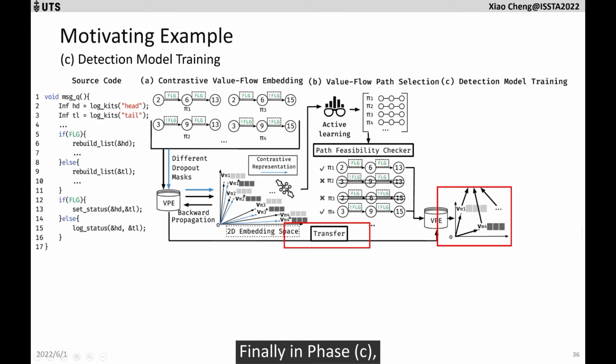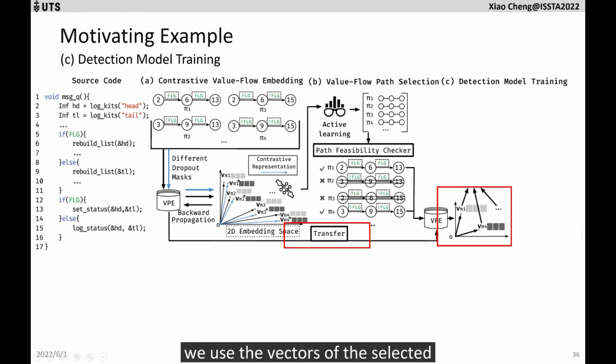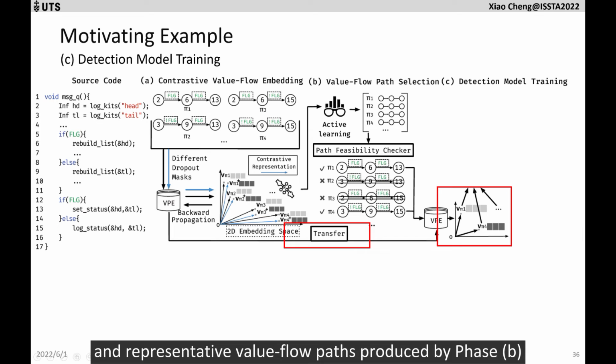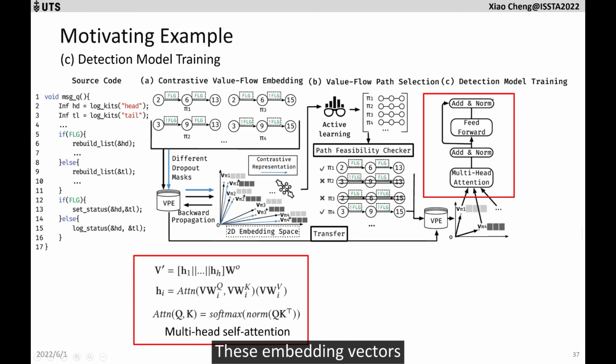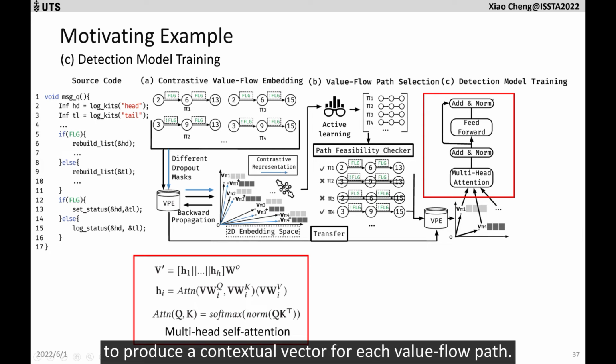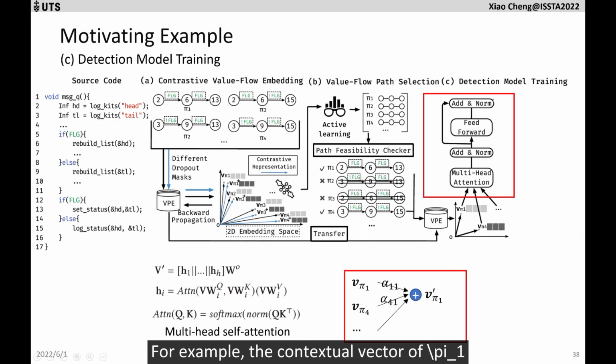Finally, in phase C, we use the vectors of the selected feasible and representative value flow paths produced by phase B, which are generated by the VPE model transferred from phase A. These embedding vectors then go through a transformer architecture based on multi-head self-attention to produce a contextual vector for each value flow path. For example, the contextual vector of pi1 is computed by attention with the other vectors, like pi4, to aid their influence on pi1.